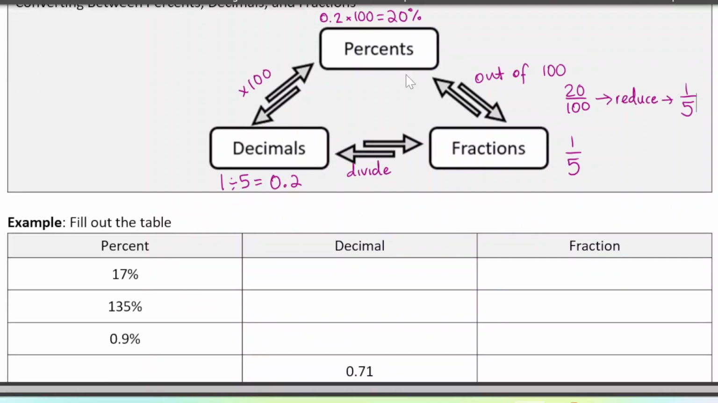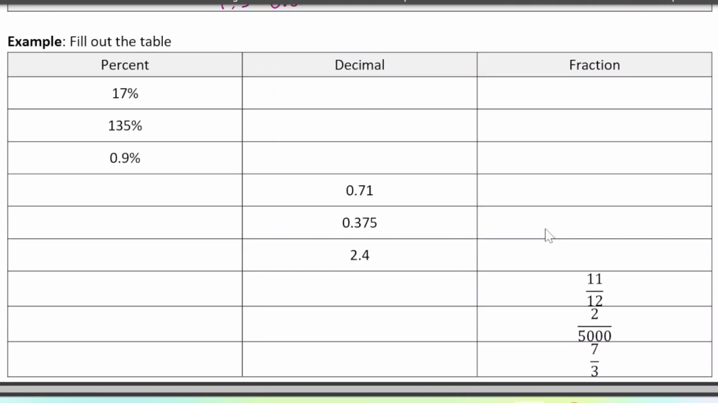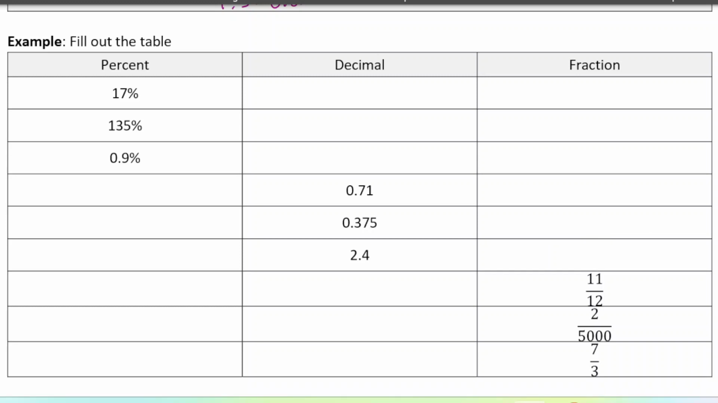So I've just shown that one direction, but you can also go in the other direction too. All right, so let's fill out this table. We're first going to go from percents to decimals to fractions. So when we go from percents to decimals, we divide by 100 since percents are out of 100.